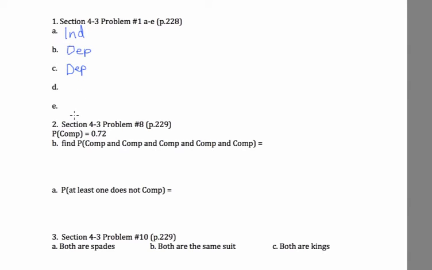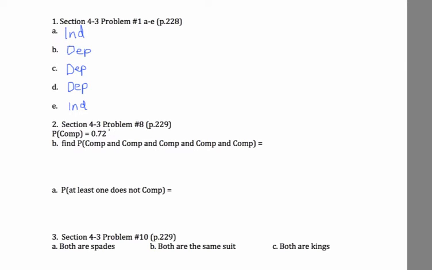D, driving on ice and having an accident. Well, if you drive on ice, you are probably more likely to have an accident. You could be more likely, so those two events are dependent. E, having a large shoe size and having a high IQ. Those do not depend on each other, so that is independent.